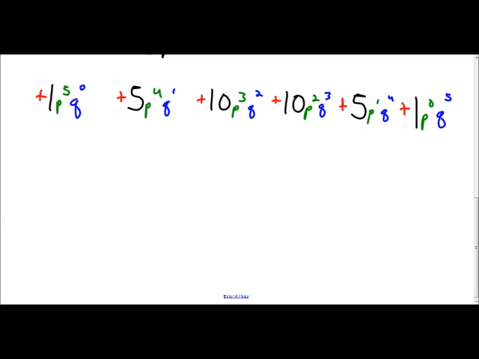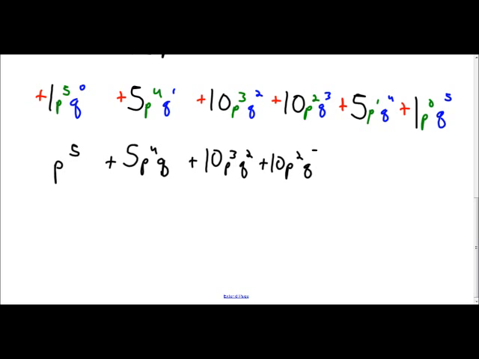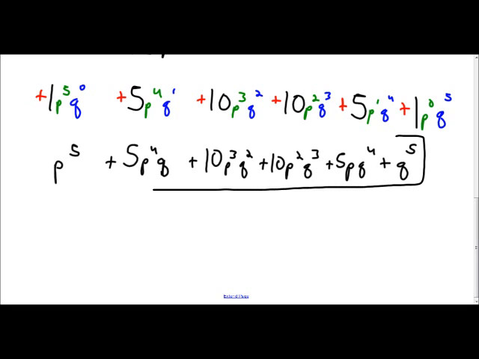So in this case, if we have positive 1 times P to the 5th times Q to the 0, that just leaves us with P to the 5th. In this case, we have plus 5 times P to the 4th, Q to the 1, or just Q, plus 10 P to the 3rd power, Q squared, plus 10 P squared, Q cubed, plus 5P, or P to the 1, times Q to the 4th, plus 1 times P to the 0. We can just kind of neglect those because we don't need 1 or 1. And Q to the 5. So this is our expansion.